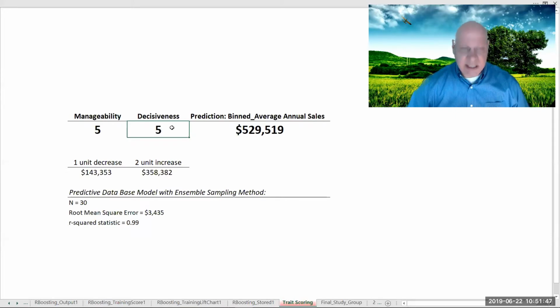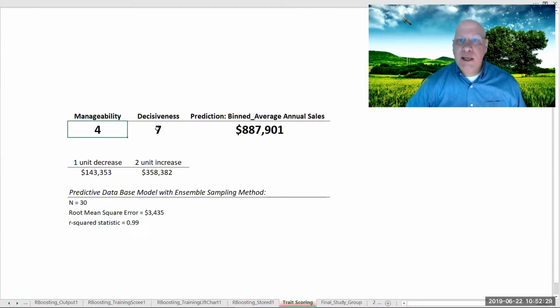If this salesperson can increase decisiveness, which is a behavior to be able to make decisions with the available information, not get mired down in too much deliberation, by two units, then we see over a $350,000 increase in forecast revenue. So these would be the two behaviors that together could really help this particular salesperson be more productive and also to help the manager know what to do, how to manage this salesperson.